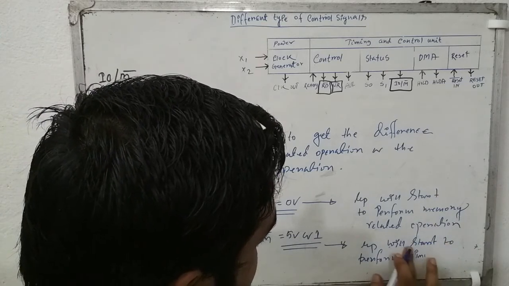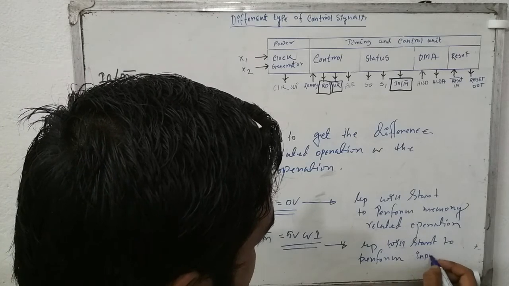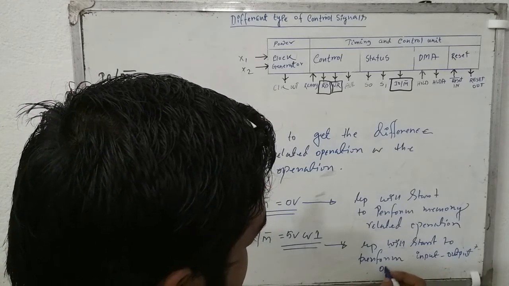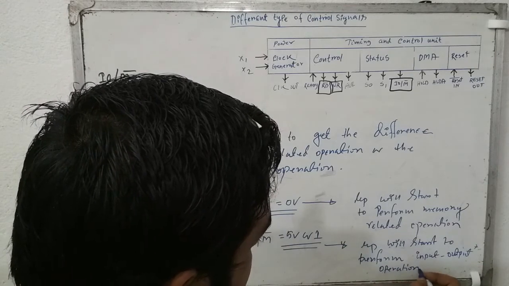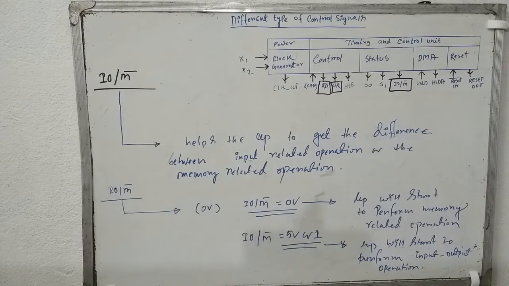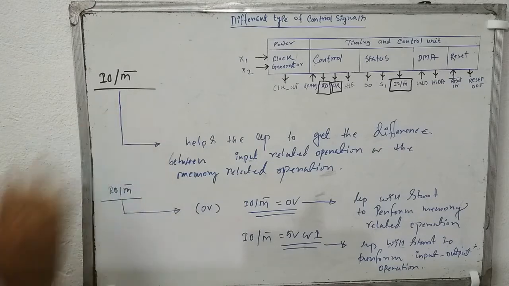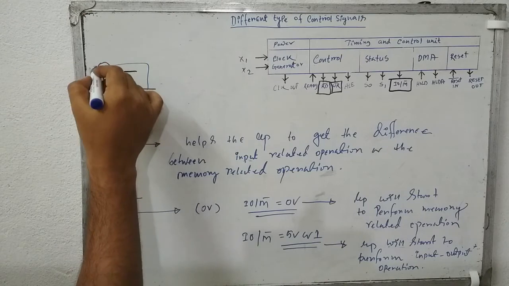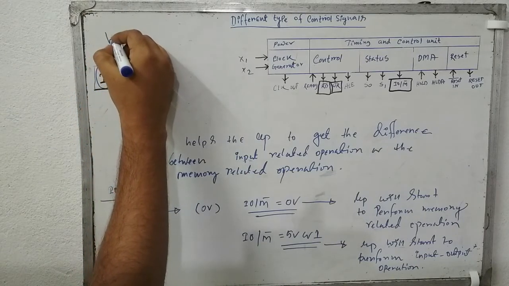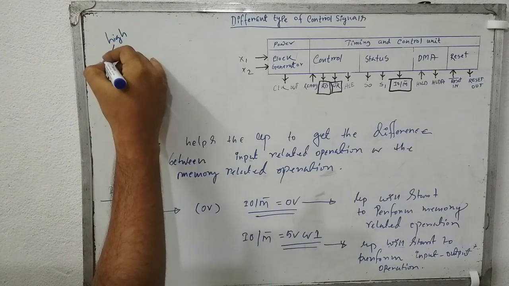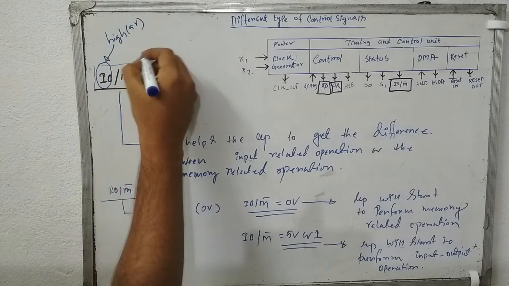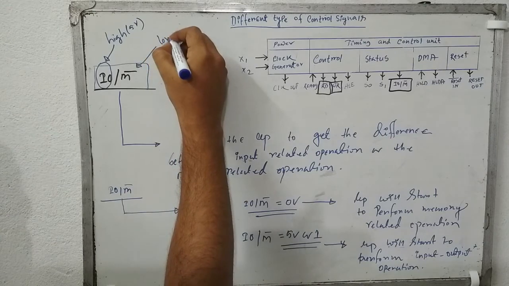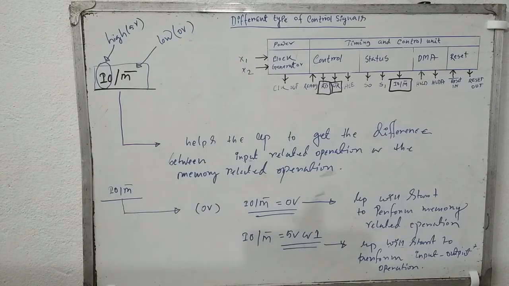input output operation. So these were the basic functions of this pin IO/M. Input output when it gets the high value or 5 volt, and memory related operation when it gets the low value or 0 volt.